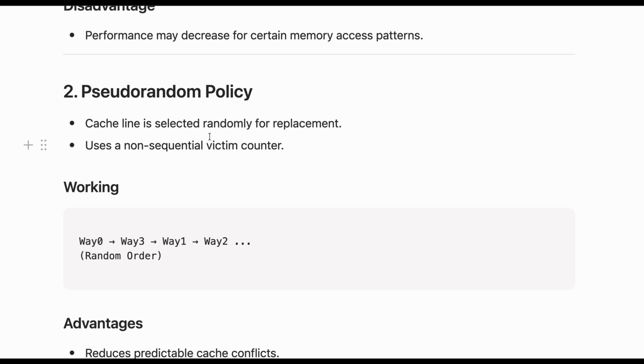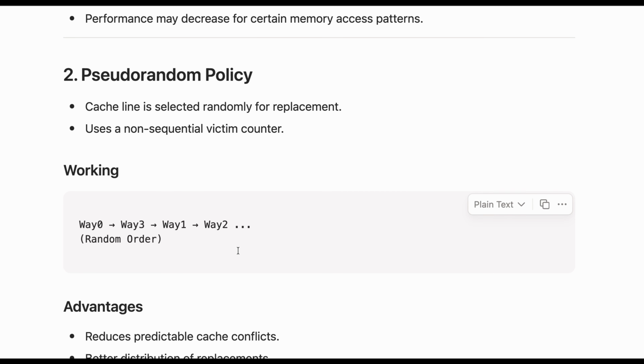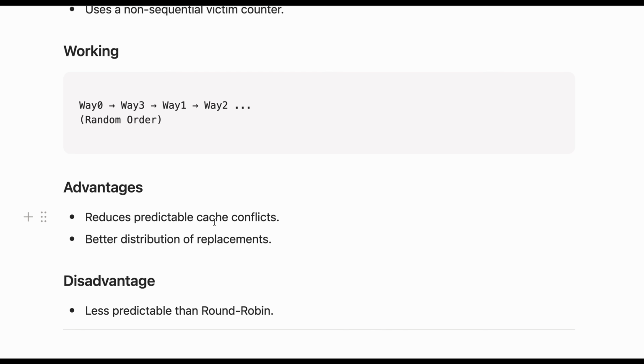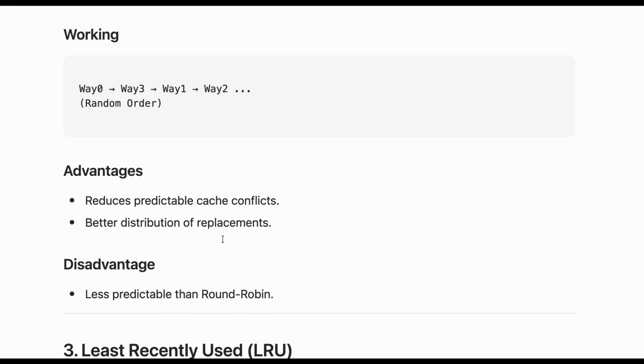Now the second policy is the pseudo random policy. In this, a cache line is selected randomly for replacement. It uses a non-sequential victim counter. The working is like way 0, then any random way, way 3, way 1, then way 2, in any random order. Here are the advantages: it reduces predictable cache conflicts and gives better distribution of replacement. But the disadvantage is that it is less predictable than round robin.